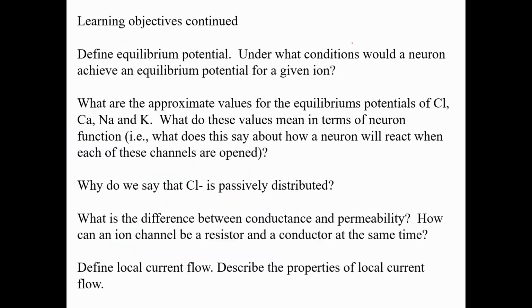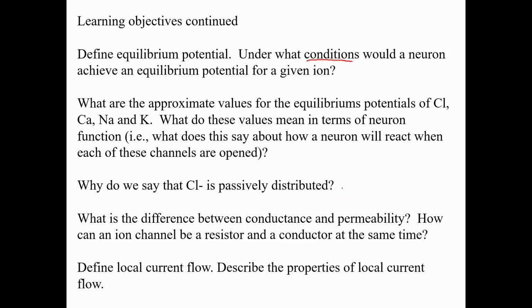So this is a good place to stop and think about our learning objectives. Can you define an equilibrium potential? Can you talk about the conditions under which you would measure an equilibrium potential? What kind of values do you expect for the equilibrium potentials, these 4 values? What does it mean in terms of changing permeability and how that would affect a neuron? Can you calculate these things?